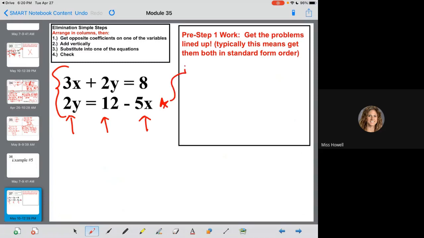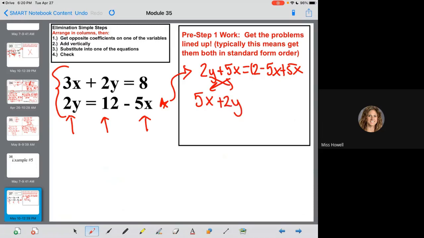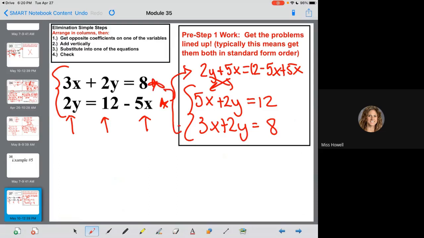So we want to get this bottom equation in its standard form. We need to do some rearranging over here by adding a 5x to both sides. We have 2y, we're going to add 5x to it, equals 12 minus 5x plus 5x. And then I'm going to flip-flop to get that standard form. We end up with 5x plus 2y equaling 12. And now our system would look like this: 3x plus 2y equals 8, because this one was good, and I just brought it back down here.